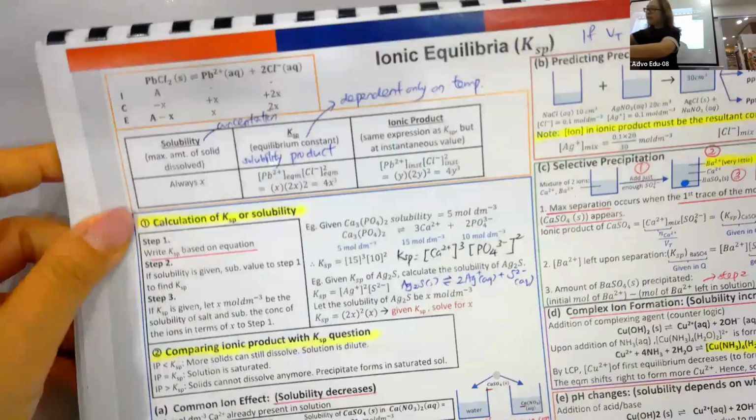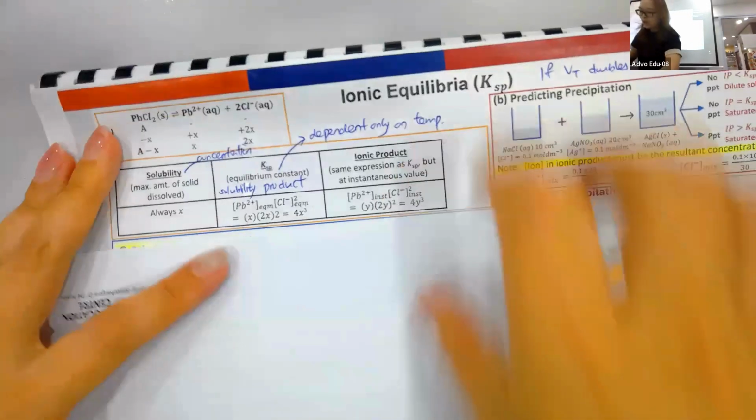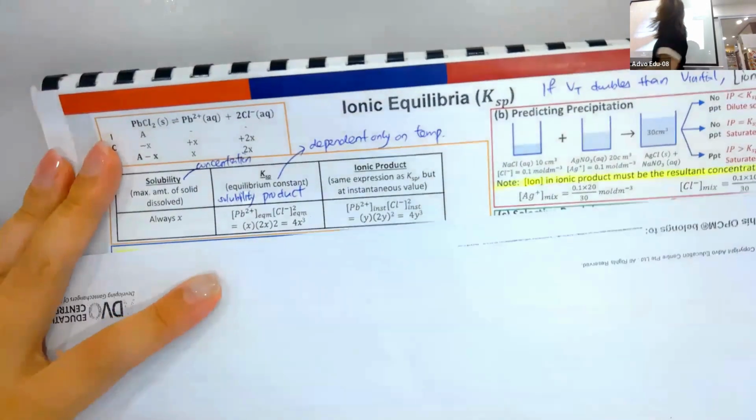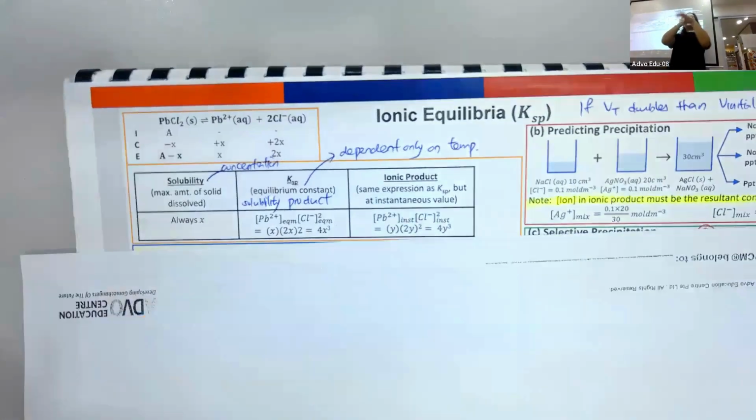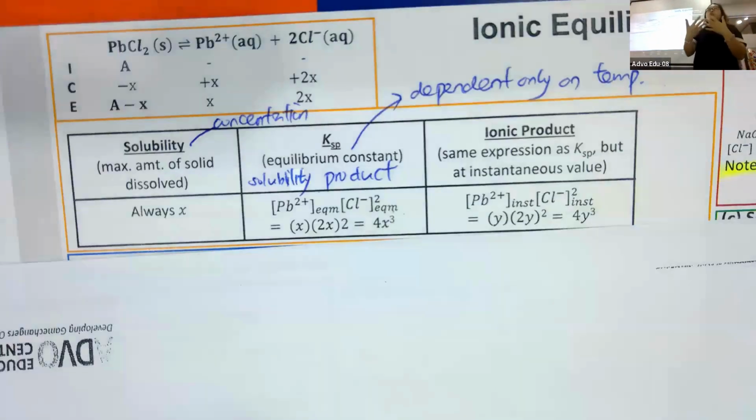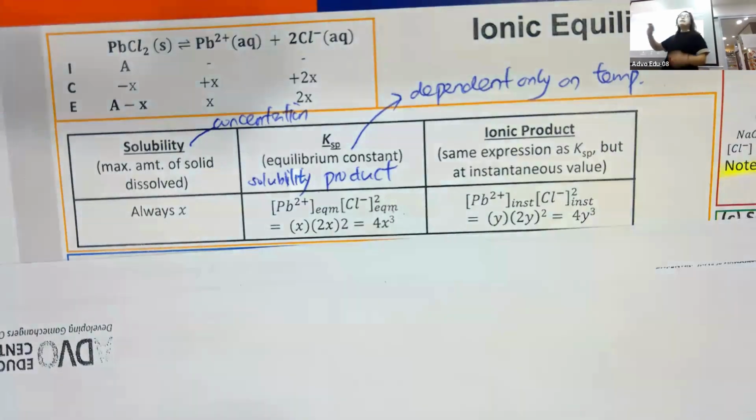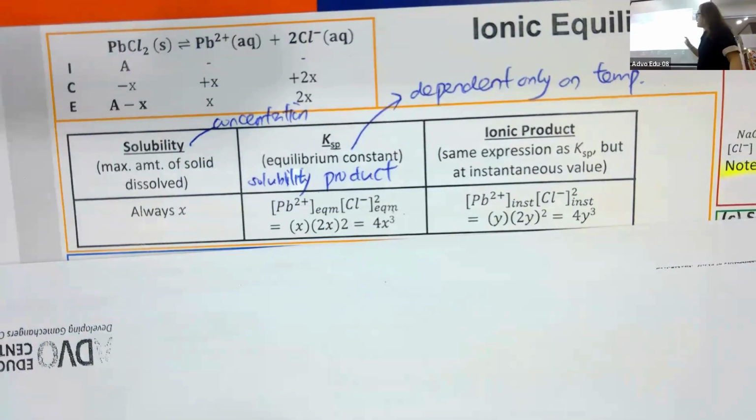Okay, just a very quick recap. Your KSP, the actual full name is called solubility product. You have to get used to it, because sometimes the question will say the solubility product, then you have to know it's referring to the constant KSP, the equilibrium constant. Now whenever they use the word solubility, it always means the concentration of the particular sparingly soluble salt itself.